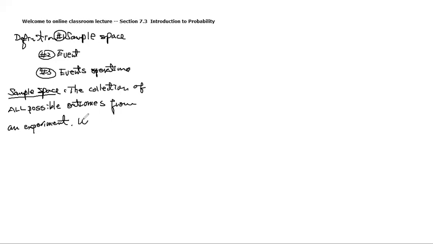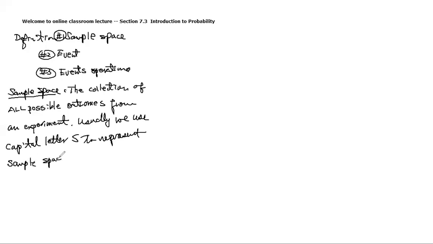And usually we use the capital letter S to represent the sample space. So that's our definition of the sample space. The key words here are all the possible outcomes. Let's take a look at what I mean.